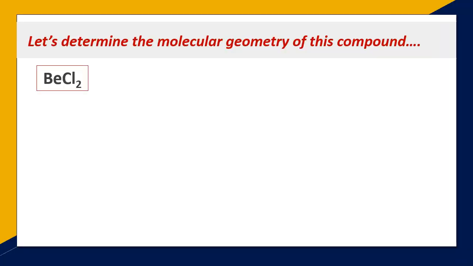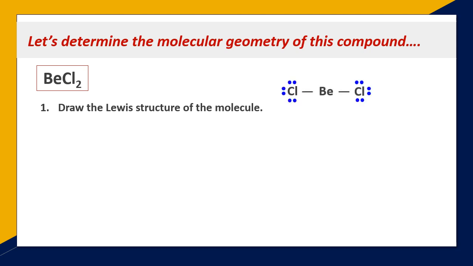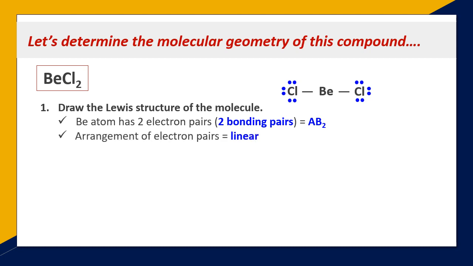Now, let us consider a few examples. Determine the molecular geometry of beryllium chloride. The first step is to draw the Lewis structure for the molecule. From the Lewis structure of beryllium chloride, it shows that the beryllium atom is surrounded by 2 electron pairs, both of which are bonding pairs. Therefore, the bonding pairs are arranged in a linear shape.